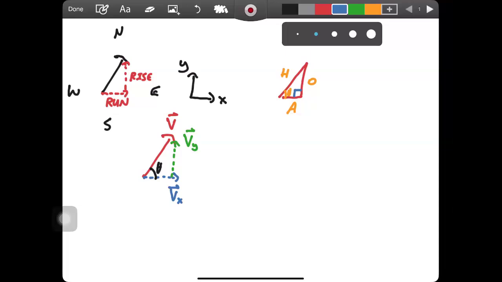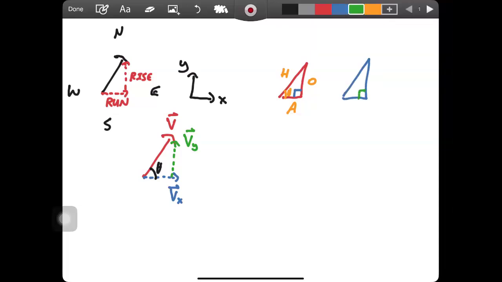If I had a right triangle and this was my angle instead, well, now to find the opposite side, you have to go all the way across. So this would be the opposite side. This would be the adjacent side. In both cases, the hypotenuse remains the same. Okay, the hypotenuse is going to be opposite of the 90-degree angle.